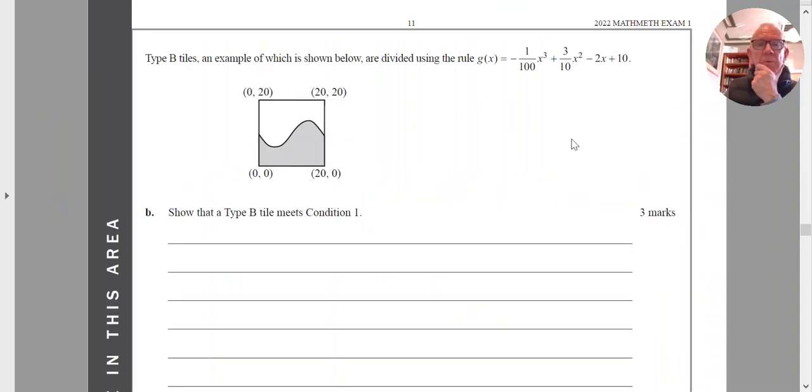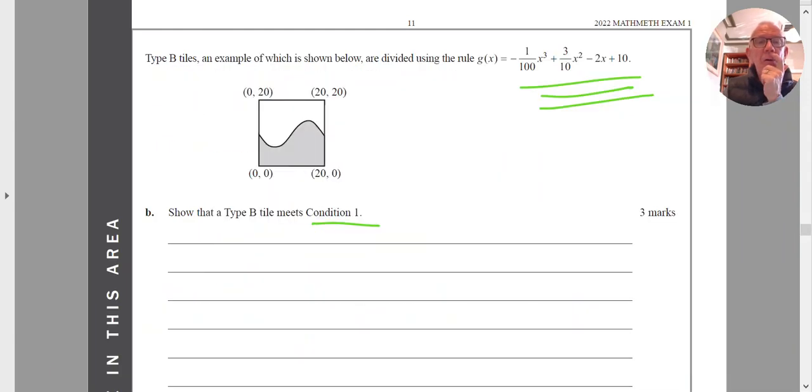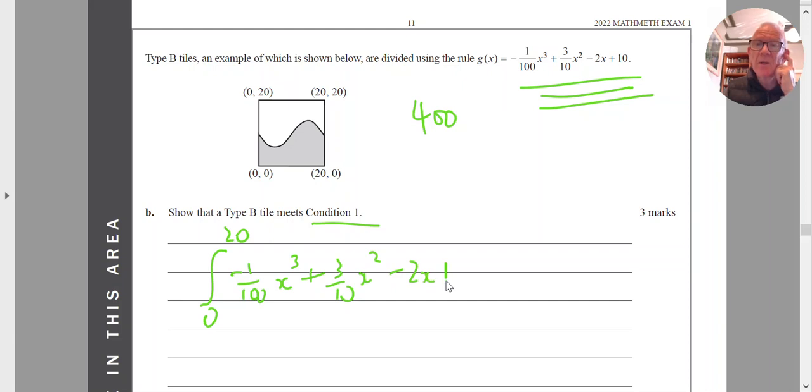Tile B is an example of which shown by this particular rule. Show that tile B meets condition 1. Condition 1 is it's half. So if I know that the total is 400, I wish to show that the integral from 0 to 20 of negative 1 on 100 x cubed plus 3 on 10 x squared minus 2x plus 10 dx, I've got to show that that equals 200.